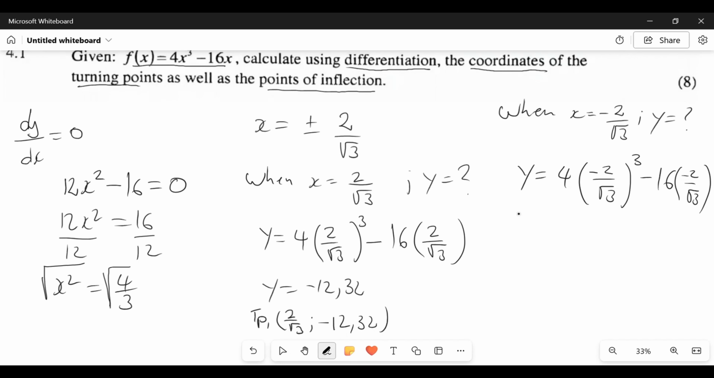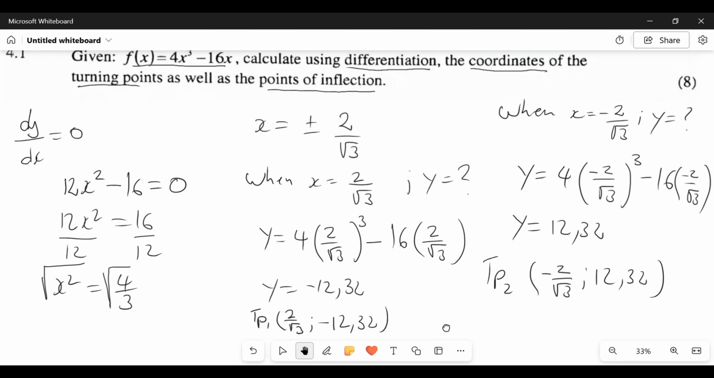And then we put this on our calculator. This here is going to give us positive 12.32. So we can say turning point number 2, when x is negative 2 over root 3, our y is going to be positive 12.32. There we go. So we have these two turning points here, guys, meaning the first question where they want us to calculate the coordinates of the turning point, we managed to get it.